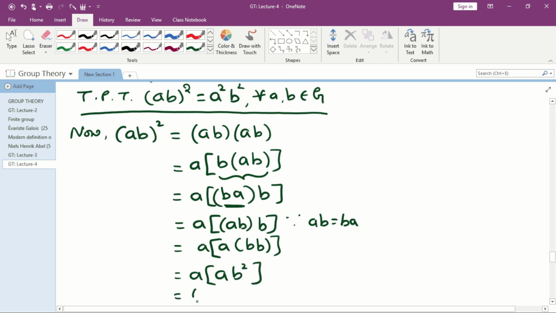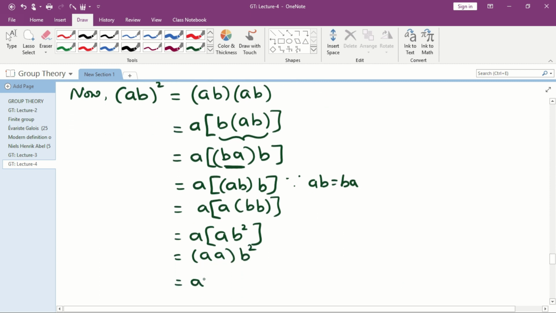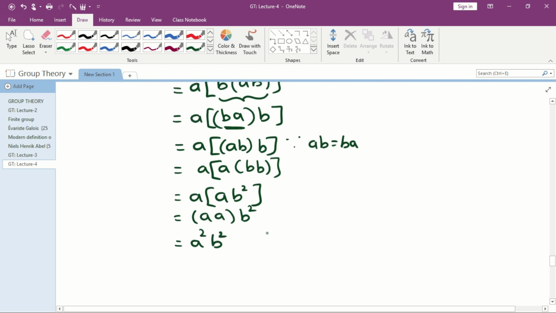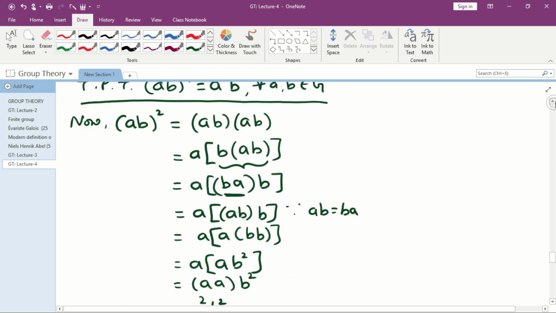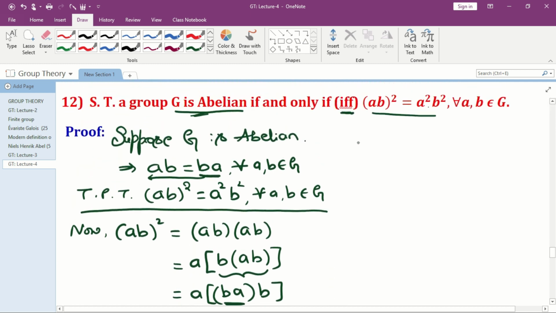Again use associative law. This is A into A, B square. Therefore we get A square into B square. Therefore we considered AB whole square and we got A square into B square. Again this is true for all A, B belongs to G. So we have proved one case, and we shall prove the converse part.